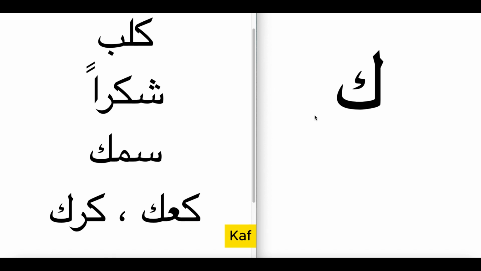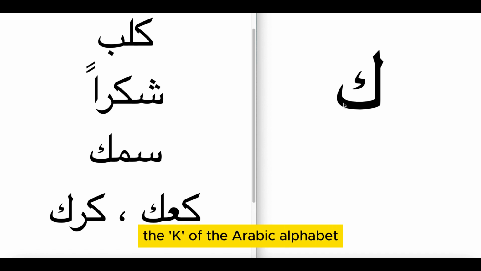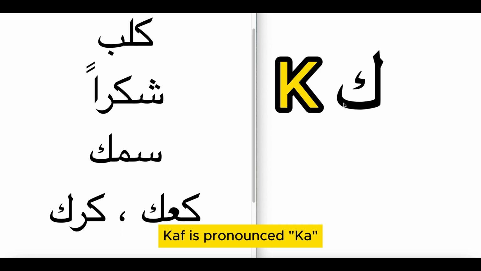Letter number 22, Kaf. We talked about the Qaf, the thick K, in the last video, right? In this video, we're gonna talk about the K of the Arabic alphabet, Kaf. Pronounced Ka, like the letter K in English, exactly, Ka.